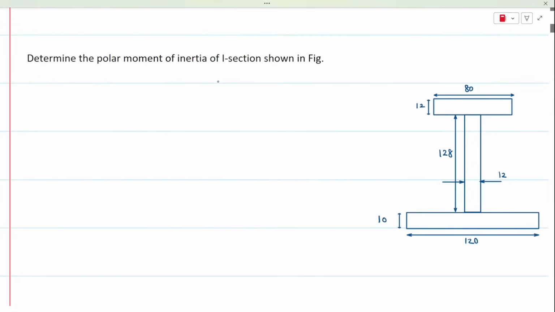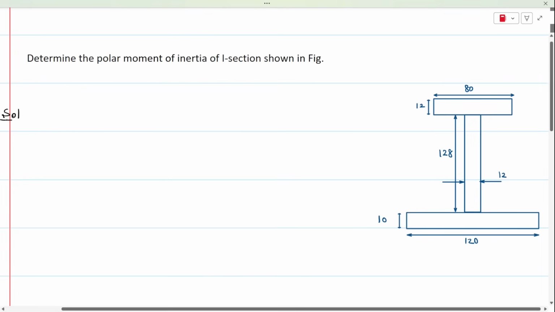The question is about computing the polar moment of inertia for the unsymmetrical I-section. By unsymmetrical, I mean the top flange and the bottom flange are not the same size. That is why it is referred to as an unsymmetrical I-section.